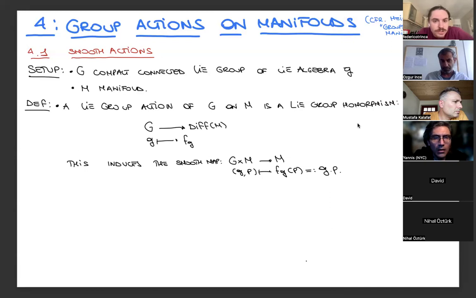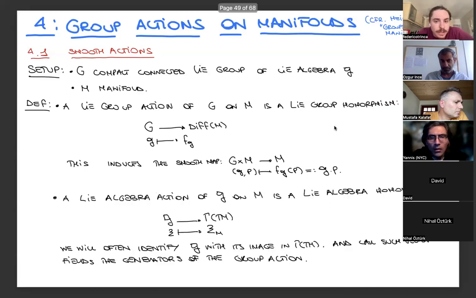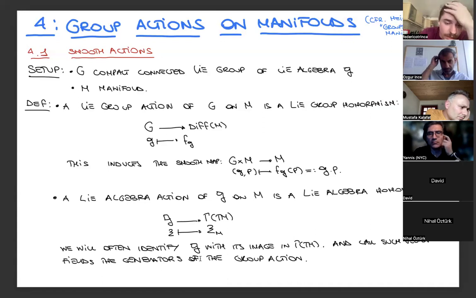Now, a Lie group action will also induce a Lie algebra action, which for me is a Lie algebra homomorphism from the Lie algebra of my Lie group G into the space of vector fields of my manifold, and we will often identify the Lie algebra with its image, and we call such vectors the vector fields that are the generators of a group action.